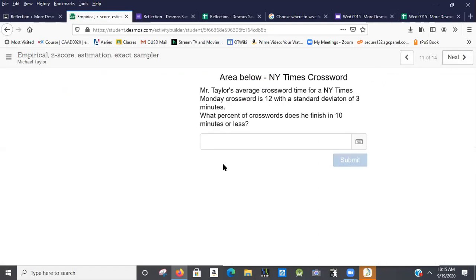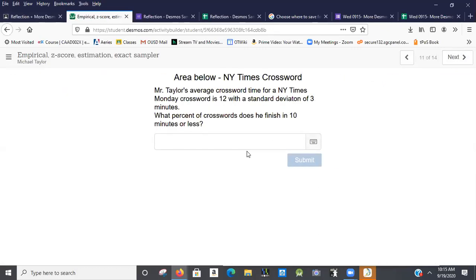And I'm going to go to the next one. Okay, I do crosswords with a mean of 12 minutes and a standard deviation of 3 minutes. I'm going to visualize this on the other. 12 and 3 are the numbers you have to remember. And we're trying to figure out what percent are less than 10.